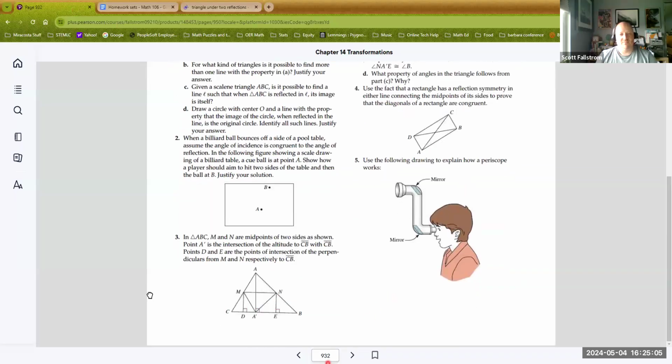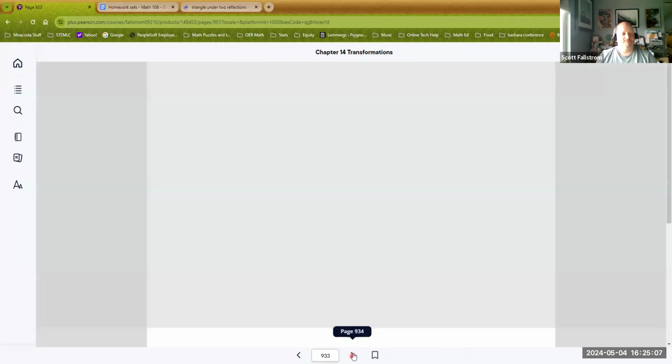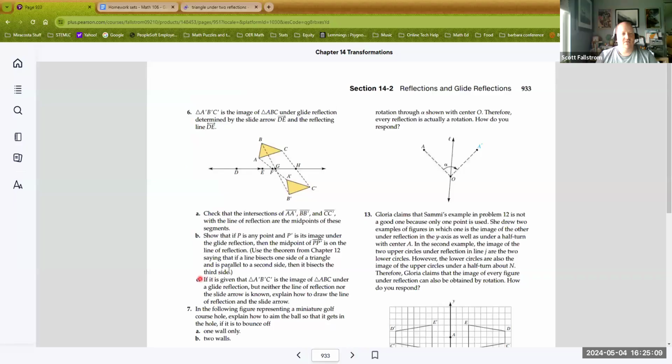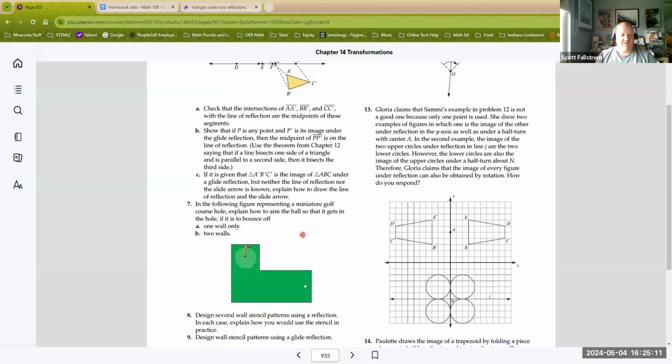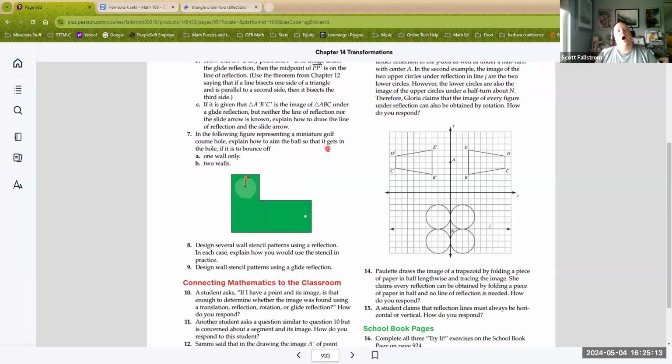Number 7, I'm going to skip forward here. There we go. Number 7. It's a miniature golf course. You have to get the ball in the hole. Okay, so that means if you've never played miniature golf, you have to hit the ball in the hole.